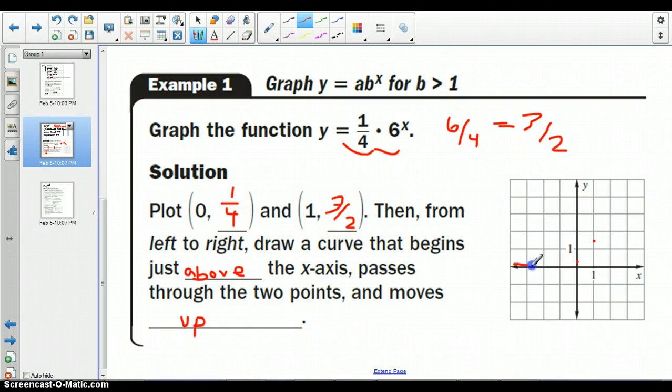So get really close to the x-axis. And we're going to start moving up. Connect these lines. And we're done. It's a rough sketch. Doesn't need to be completely exact or to scale.